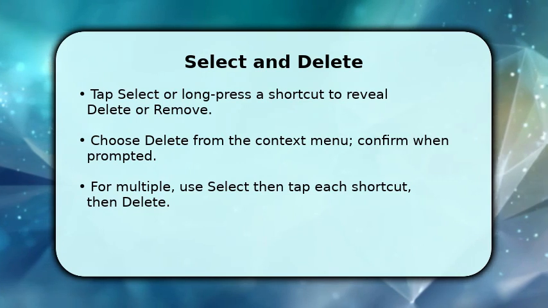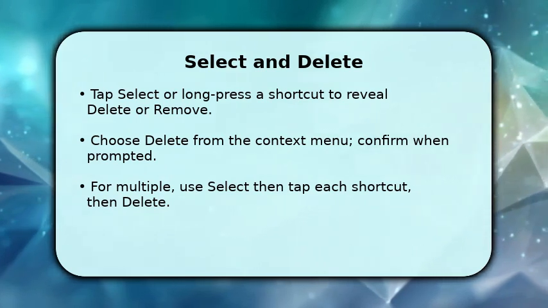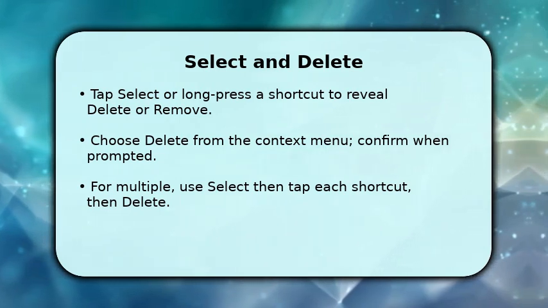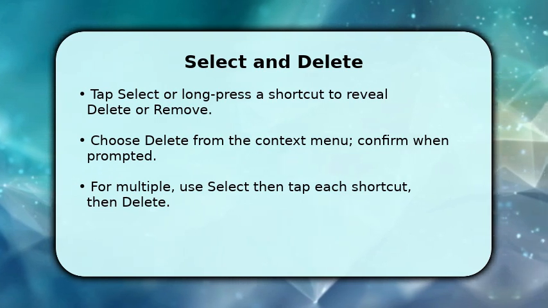Once a shortcut is highlighted, you can delete it. If you long pressed, choose Delete from the context menu. Confirm the deletion when the alert appears so you don't remove the wrong one.